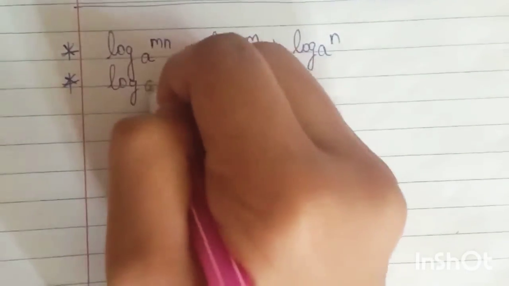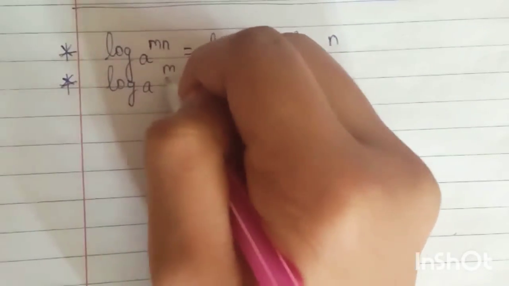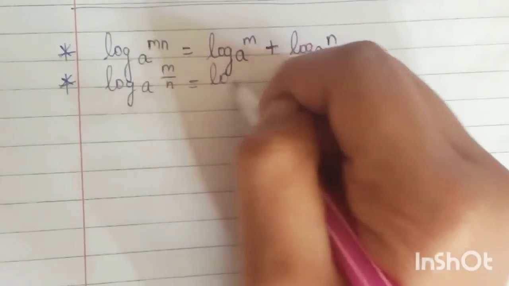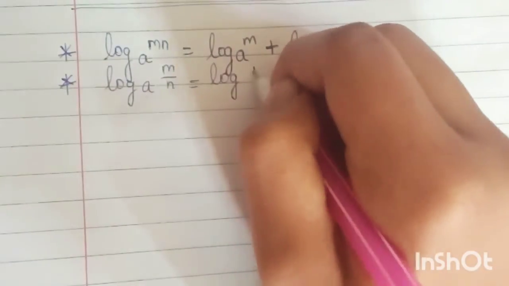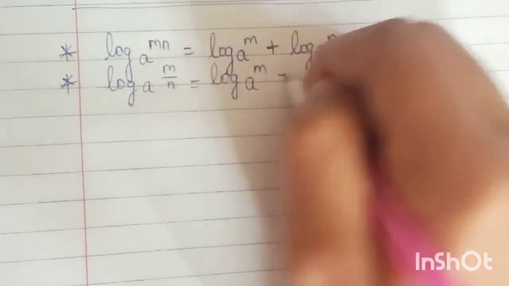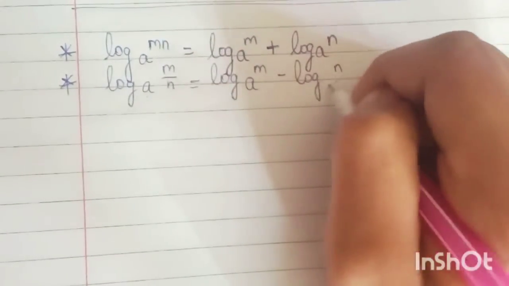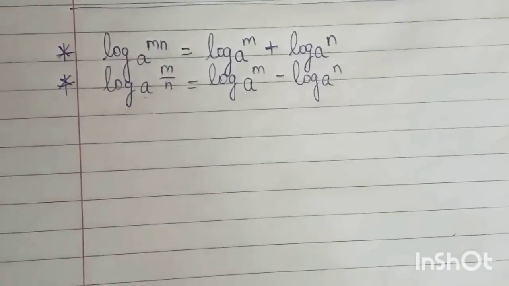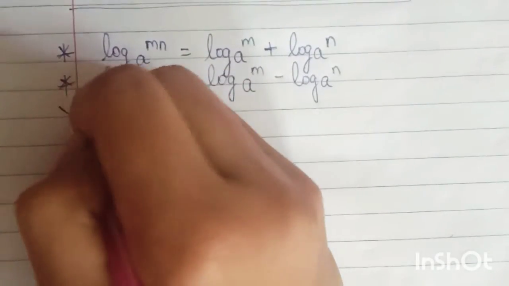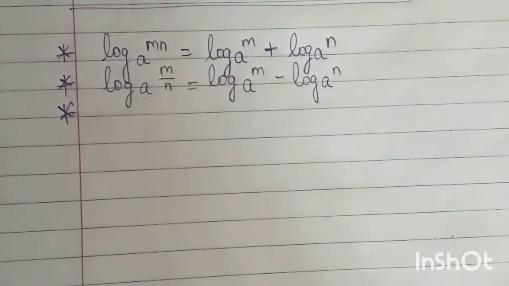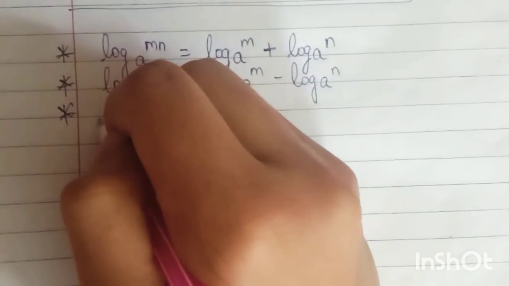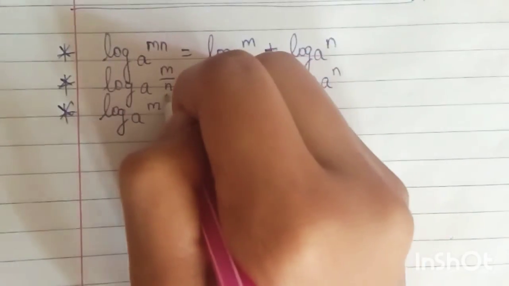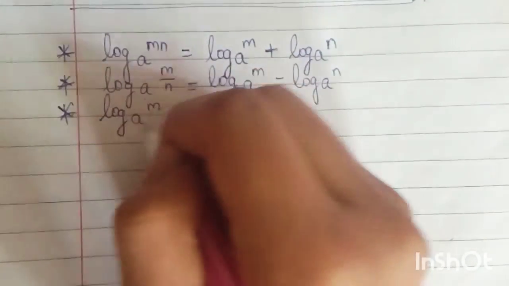If I have log m by n to the base a, I can write this as log m to the base a minus log n to the base a, as you write in exponents and powers only. Then if we have log n base m, then again a.